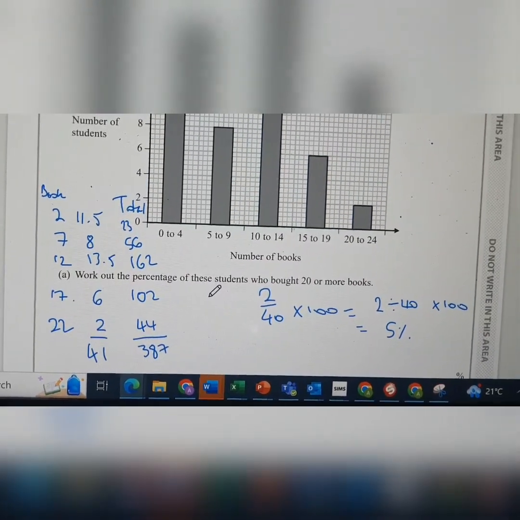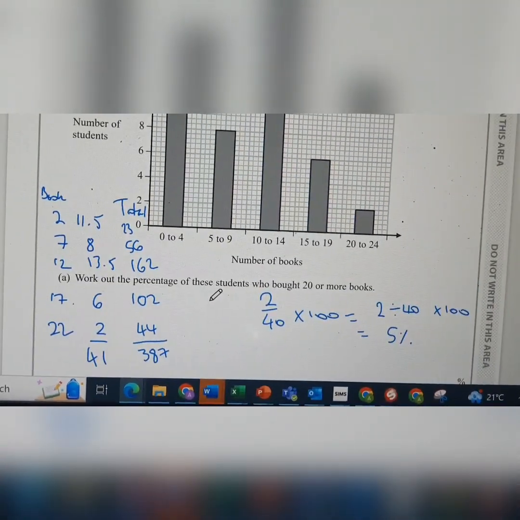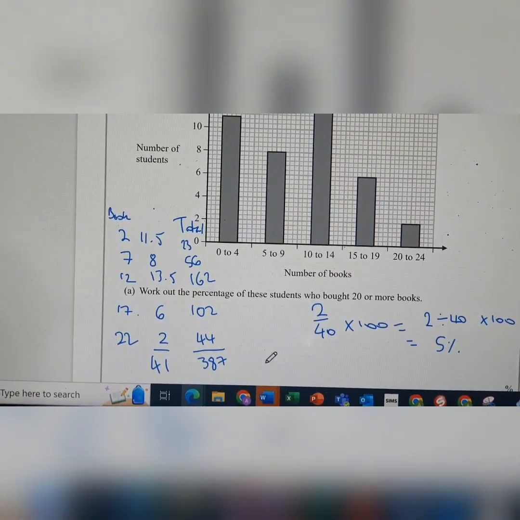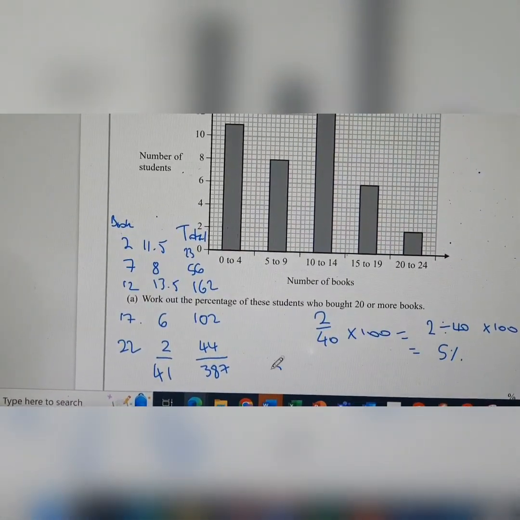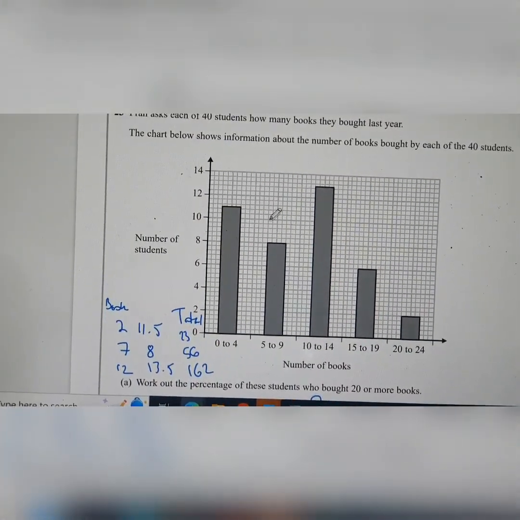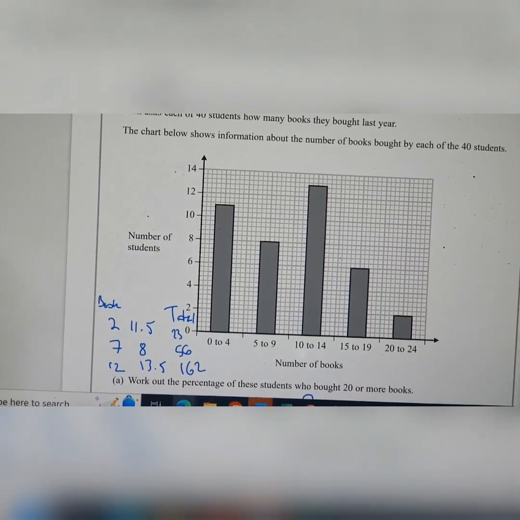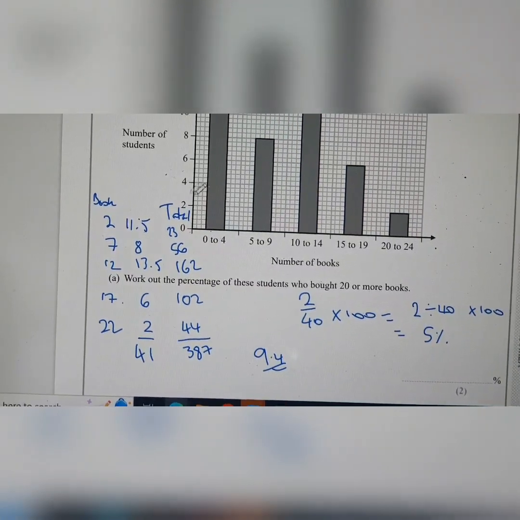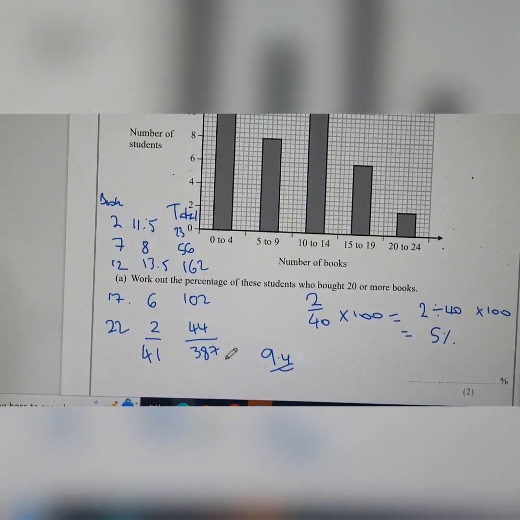So then you're going to do 387 divided by 41 to work out the mean, which is 9.4. So 387 divided by 41 is 9.4. In the question, it was actually 9.5, but it's an estimate. Because it's an estimate, and because we're reading the numbers from the bar, you're allowed to be out by 0.1. Okay, so it's 9.4 from your working out. Your answer has to be supported by your working out as well.